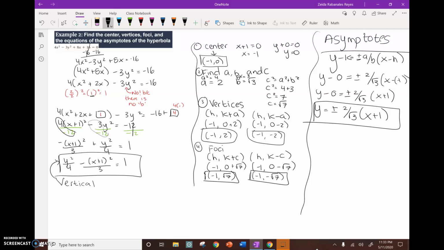Go ahead and try number 2. After you type in the answer to try number 2 on your Google document, complete your exit slip. Make sure that your exit slip has all of your work written out in the picture.